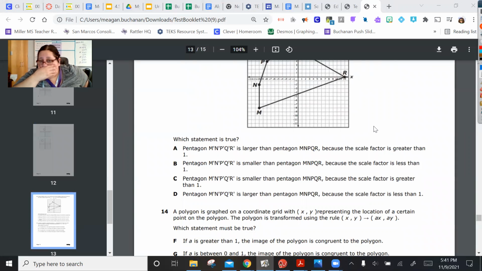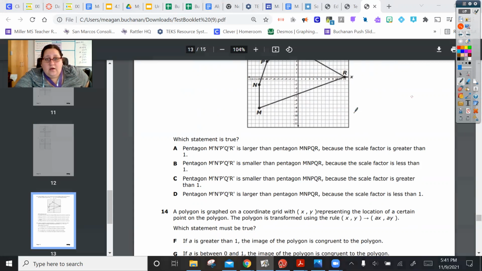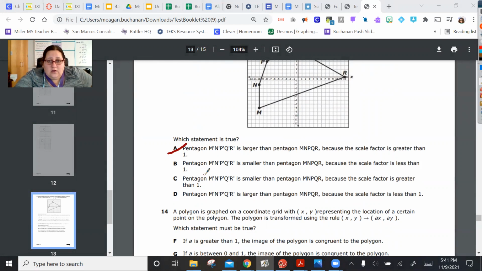So, pentagon MNPQR is larger than the original? No, it's not larger. We're multiplying by a fraction that's under 1, so it's going to become smaller. The pentagon is smaller, okay? Now we have to figure out why. Because the scale factor is less than 1, or because the scale factor is greater than 1. 1/4 is not greater than 1, so it's B.